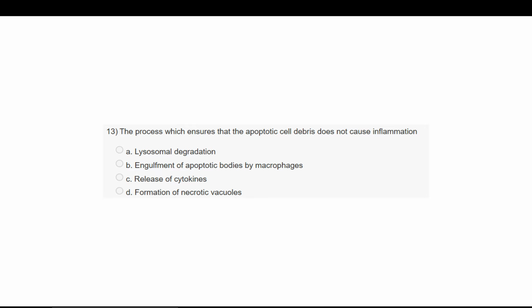The process which ensures that the apoptotic cell debris does not cause inflammation is lysosomal degradation, engulfment of the apoptotic bodies by macrophages, release of cytokines, or formation of necrotic vacuoles. The answer is engulfment of apoptotic bodies by macrophages.